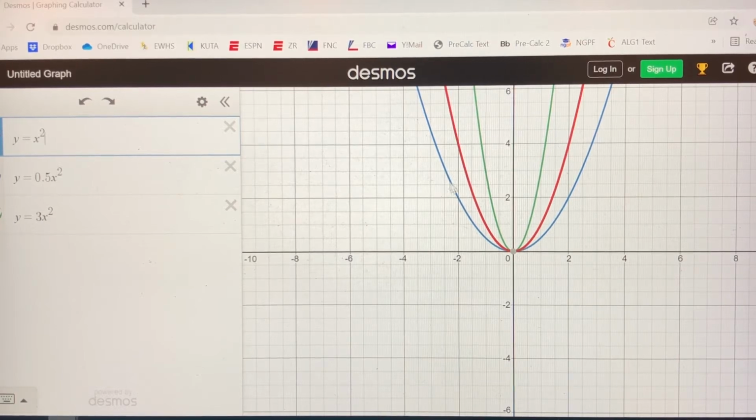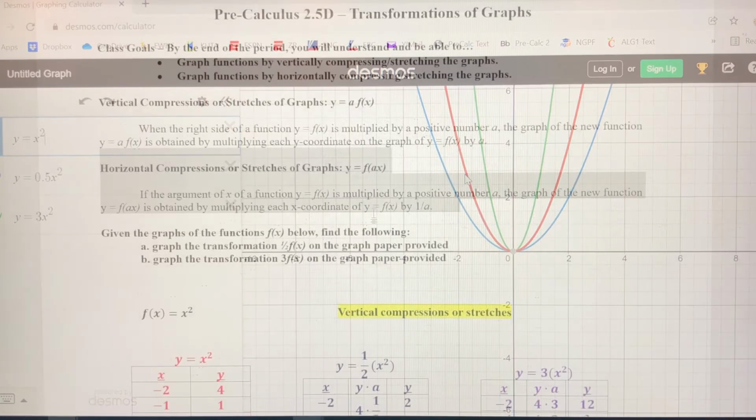So the blue graph would be considered a compression or shrinking of the original function, and the green graph here would be considered a stretching of the original function, okay? So that's vertical compressions or stretches, okay? Now let's look at horizontal compressions and stretches.